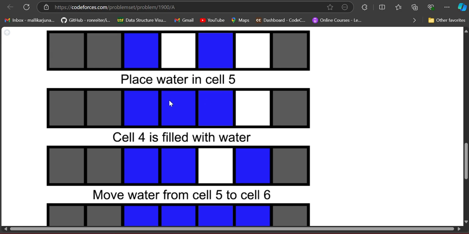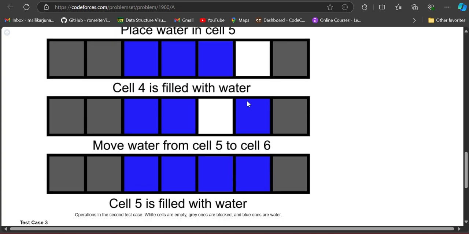Okay. And then the second operation, we are performing the second operation here. We are shifting the water from the fifth cell to the sixth cell. It's not mandatory to say that we are only allowed to take water from the fifth cell. We can take water from the third cell or from the fourth cell. It's our choice, but we can keep it on the non-empty cell. So that's how the operation is performed. So move water from cell 5 to 6.